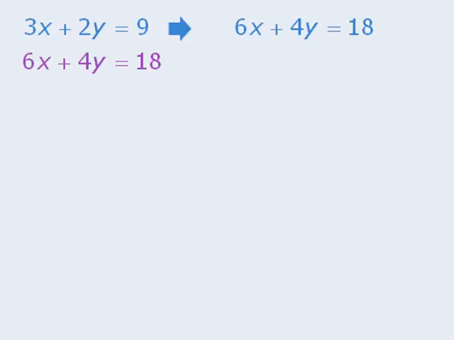infinitely many solutions. To determine the number of solutions this system has, we'll begin solving it using the elimination method we learned in an earlier lesson. So we'll take the top equation here and multiply both sides by 2, and the bottom equation we'll leave as is. At this point, we should recognize that the two equations here are identical.